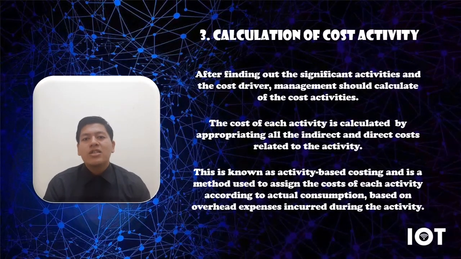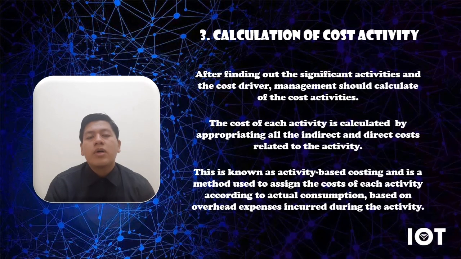The third stage is the calculation of activity cost. After finding out the significant activities and the cost drivers, the management should calculate the cost of the activity. The cost of each activity is calculated by apportioning all the indirect and direct costs related to the activity. This is known as activity-based costing, a method used to assign the cost of each activity according to actual consumption based on overhead expenses incurred during the activity.